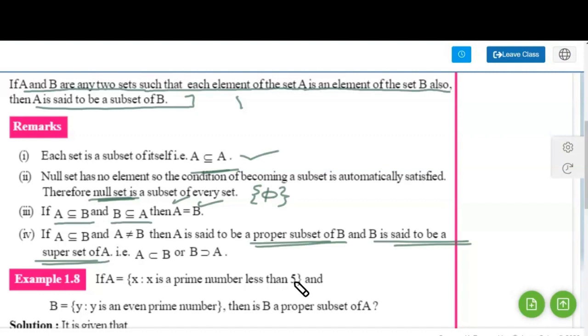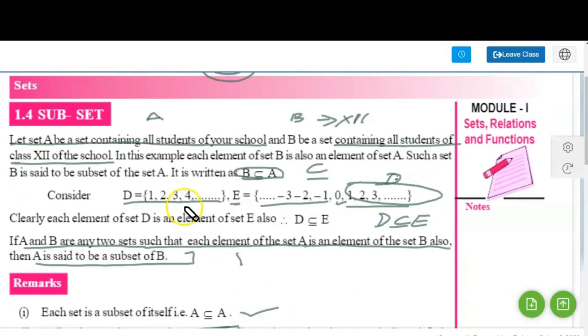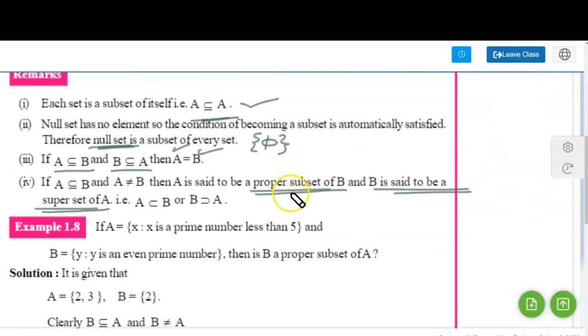But if A is a subset of B and A is not equal to B, the example you can take as that first example here, what we have seen, A and B, where B is a subset of A but they are not equal. In that case, we say A as proper set, this is known as proper set, and this B is known as superset. So these are the two names used for defining these two sets. Okay, so the property is done this way.